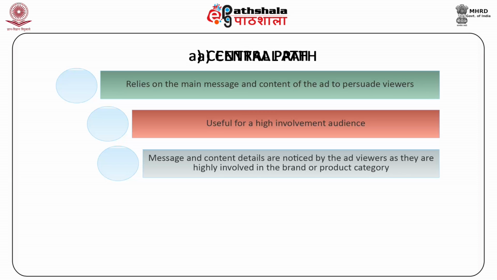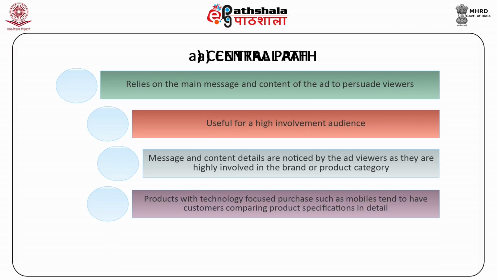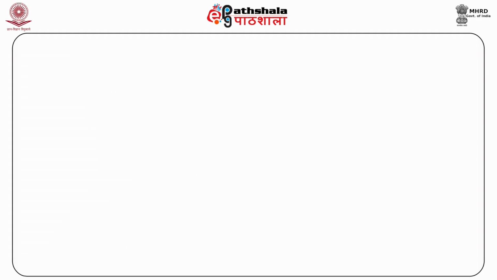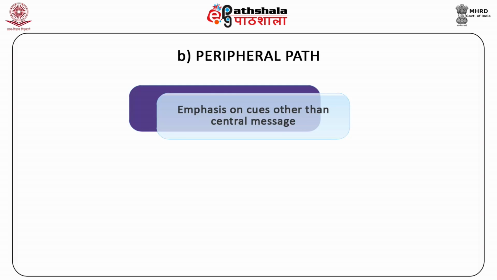The message and content details are noticed by the ad viewers as they are highly involved in the brand or product category. For instance, products with technology-focused purchase, such as mobiles, tend to have customers comparing the product specification in detail. These high involvement consumers process all the information in the ad and also notice the differences between the ads. In direct contrast is the peripheral path. The peripheral route attracts low involvement customers by laying emphasis on the cues rather than the central message.